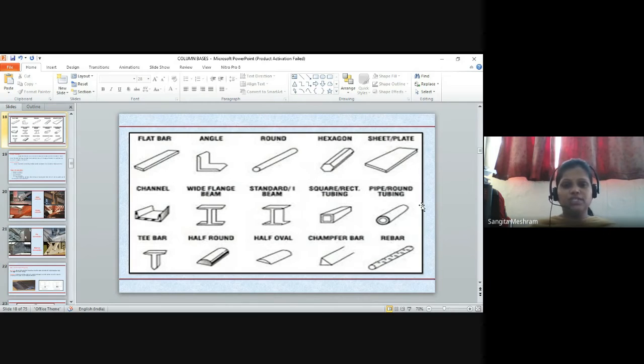Then in case of steel structures, steel members, we are using different shapes of members, different angles. So these are the different shapes we can use. In case of steel structures, maybe flat bar, angle, round, hexagon, or plates, channel section, I section. Just see the figure, you can see the different shapes. T bar, then half round, square, pipe in circular shape. So these are some members with different shapes we are using in case of steel structures.